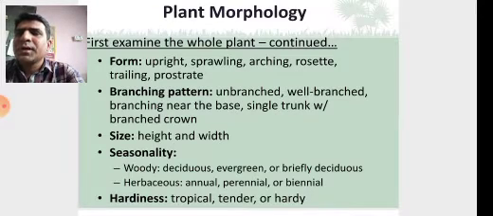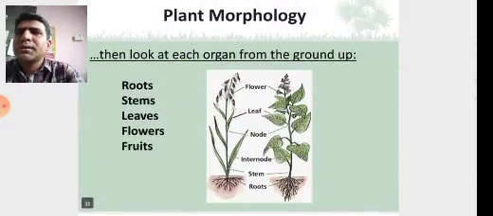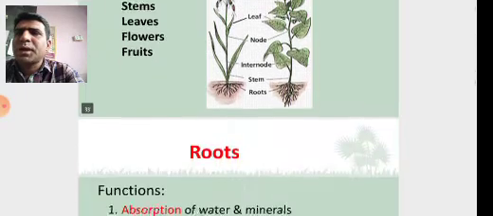Seasonality may be woody or herbaceous. In woody plants, seasonality is deciduous, evergreen, or briefly deciduous. In herbaceous plants, annual, perennial, biennial. So these are the seasons of the plant, and in that case we can identify those morphological characters. Then a particular plant consists of root, stems, leaves, flower, and fruits. These are the parts of the plant.